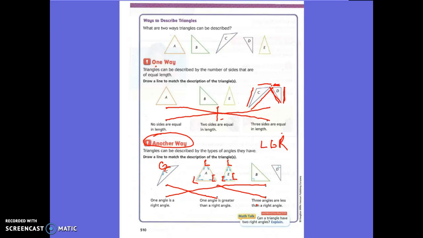So you can describe triangles by their sides: if they have the same length sides, or two sides are equal length, or no sides are equal length. Or you can describe them by their angles, saying they have one greater than right angle, two greater than right angles, one right angle, or two right angles. There's not going to be three right angles; there's only ever going to be one. Or less than right angles, okay?